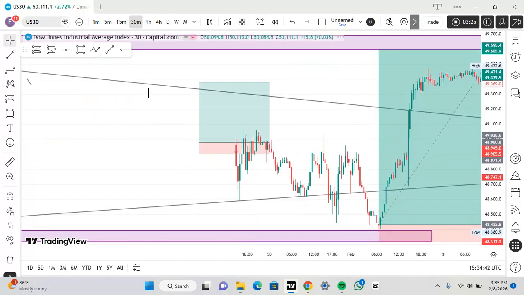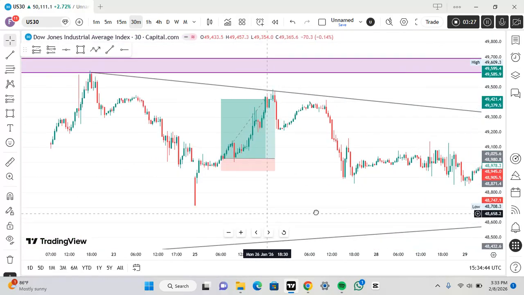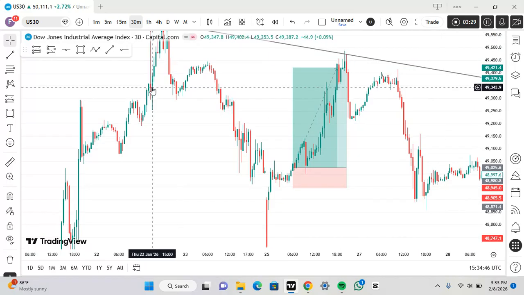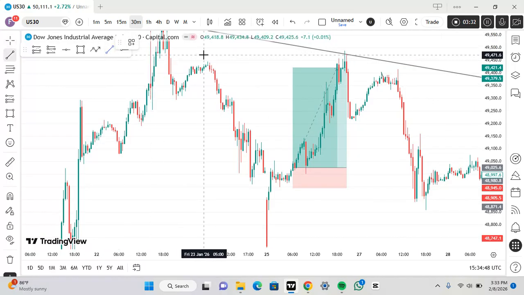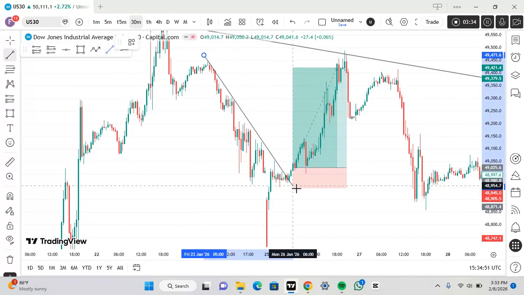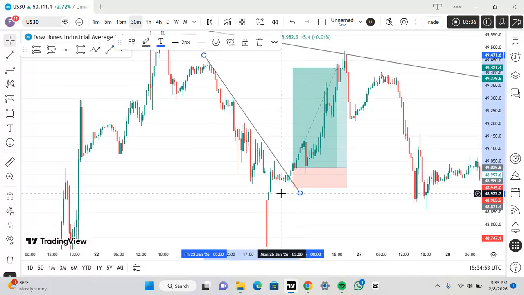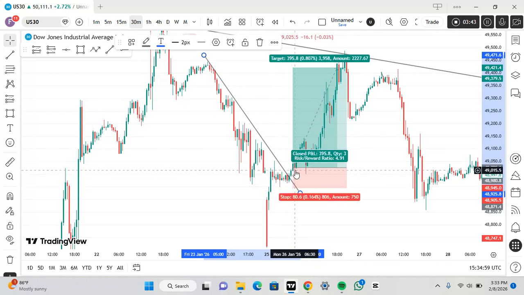Let me move to the 30 minutes time frame. I just drew my trend line. Very basic concept. I've been preaching this in all my videos. I just drew my trend line, price broke it, and when price broke the trend line, I just knew that structure was about to change. It broke the trend line, and this was where I took the trade, right here.